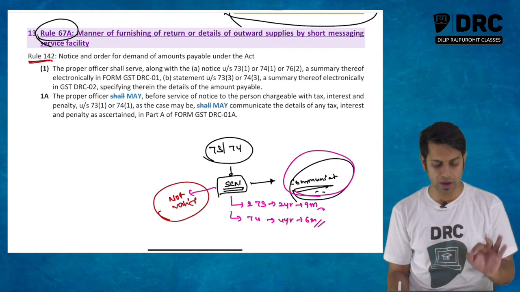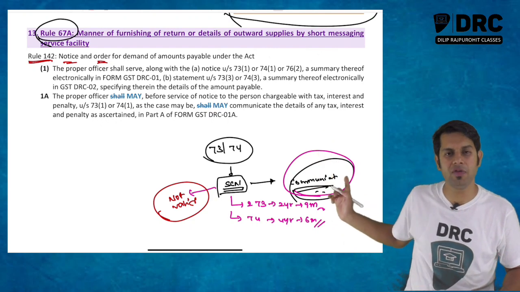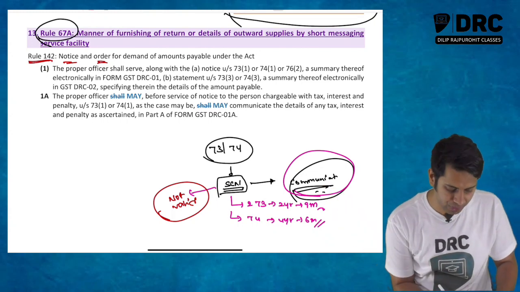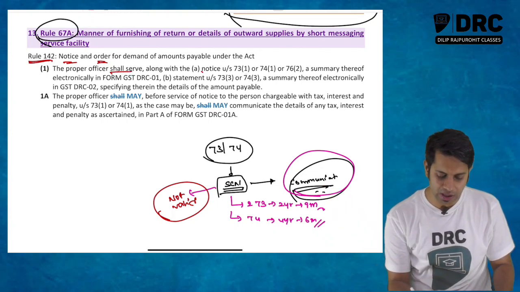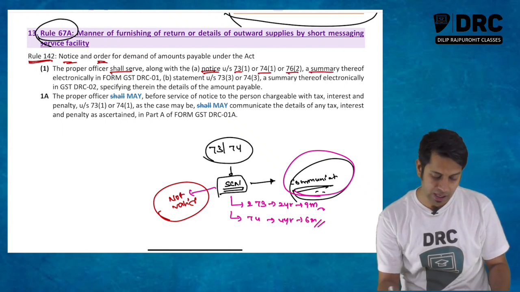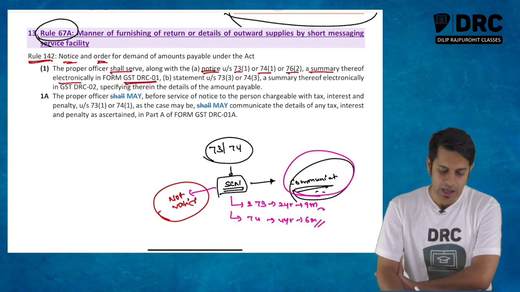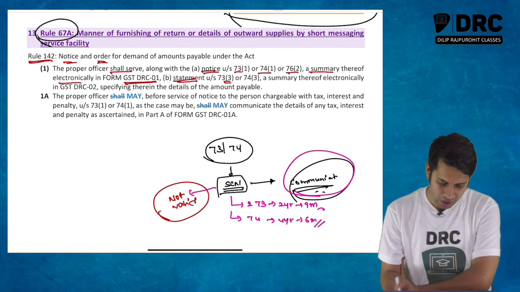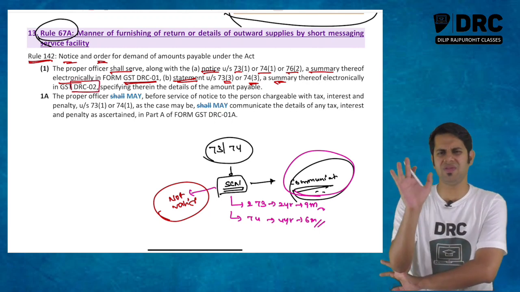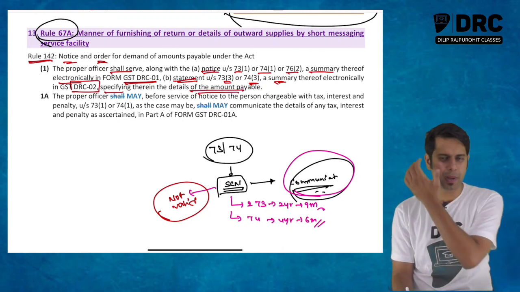Rule number 142, notice or order. So what is this point telling? Now it is not compulsory for an officer to issue this letter. He may or may not issue that letter. So the proper officer shall serve, along with a notice under section 73(1), 74(1) or section 73 subsection 2, a summary electronically in form DRC01. In form DRC01, he should submit a statement under 73-74, a summary electronically through form DRC03. He is required to communicate that letter, specifying therein the amount which is liable to be paid by the registered person.